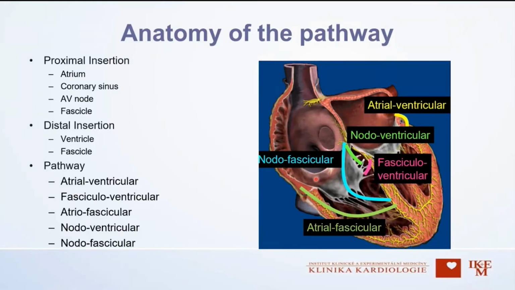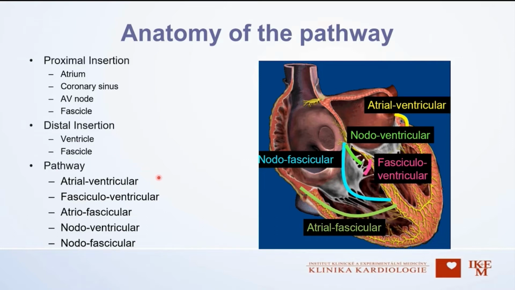If we talk about the accessory pathway, we should recognize that anatomy can be variable, and that there may be different proximal insertions of the bundle. There could be different distal insertions. So the proximal insertion can be in the atrium, coronary sinus, AV node, or fascicle. The distal insertion can be in the ventricle or fascicle.